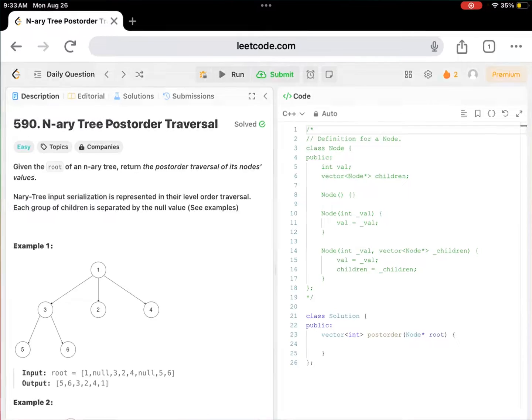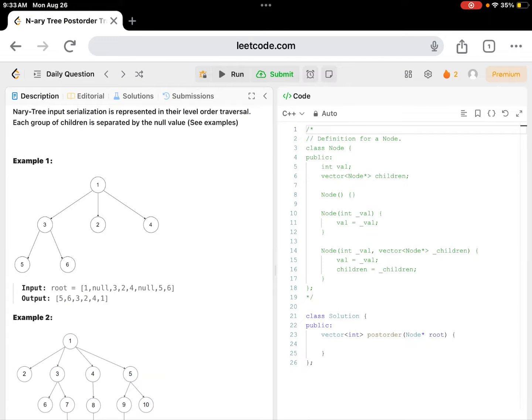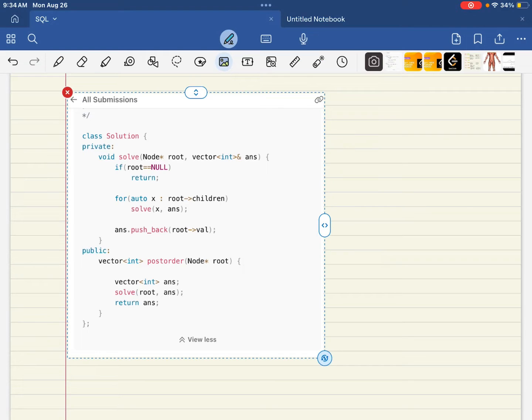Similarly, for the given second example, 5 6 3 2 4 1 would be the solution. Now how to solve this? I have given you one dry run of the code. The solution would look like this.